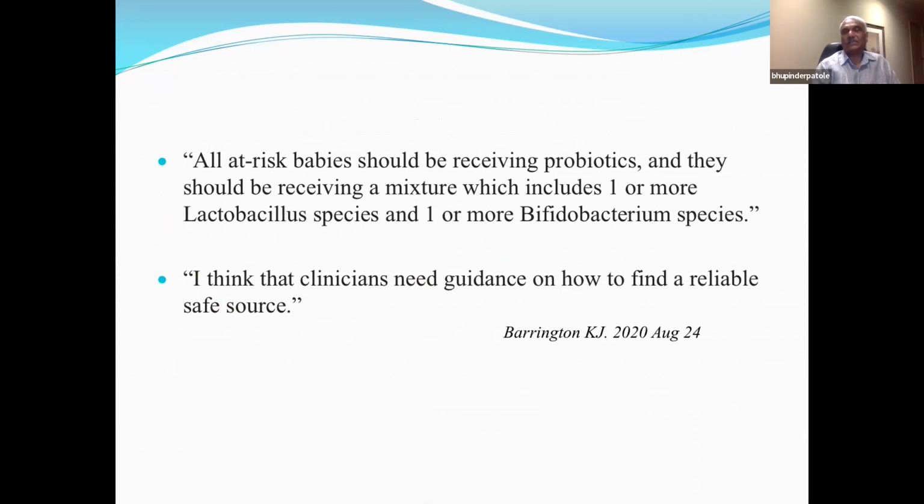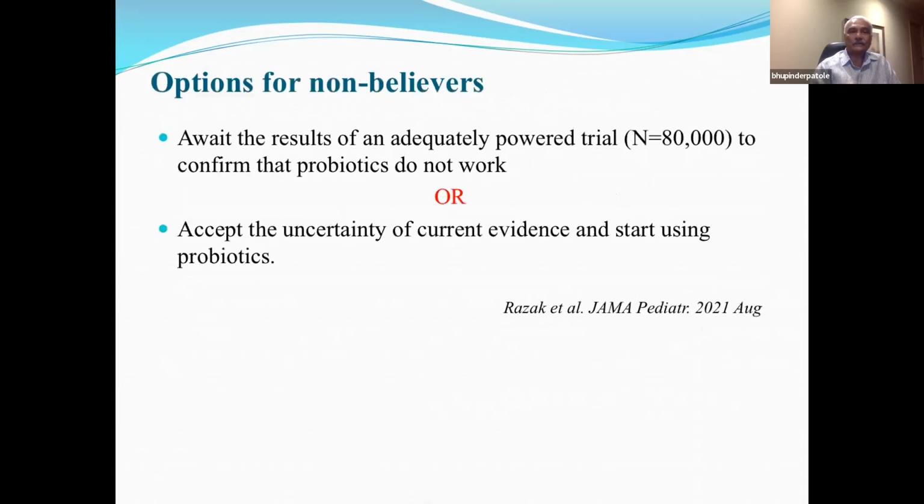And as I said, based on the famous paper, Shared Mechanisms of Probiotic Taxa in 2018, if you want to use, it is good to use a combination of lacto and bifidobacterium species. And that's what I think one of our senior colleagues pointed out, that clinicians definitely need a guidance on where to find a reliable, safe source of probiotic. That is where national guidelines are very important, like we have in Australia and New Zealand.